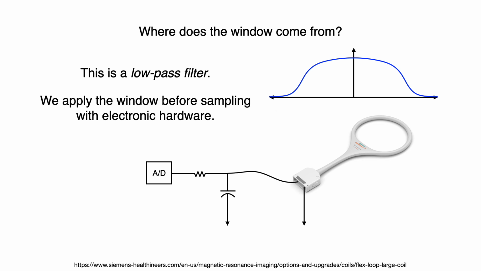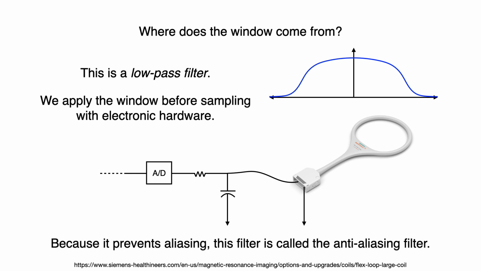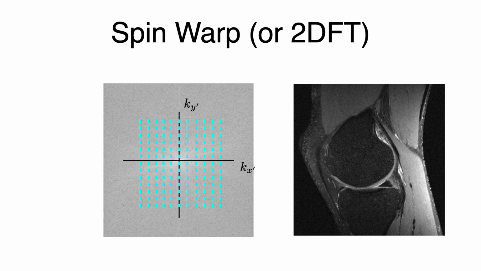That then goes to an analog to digital converter, otherwise known as a sampler, and the sampled data is what goes to the computer and is stored in memory. This low-pass filter prevents aliasing, and because it prevents aliasing, this filter is called the anti-aliasing filter. So that's how we get an image like this.